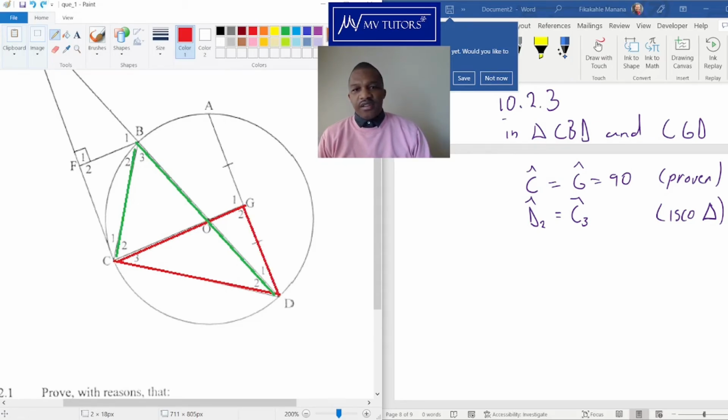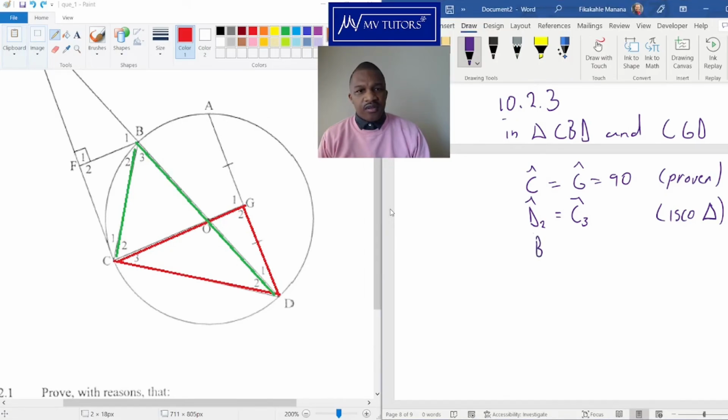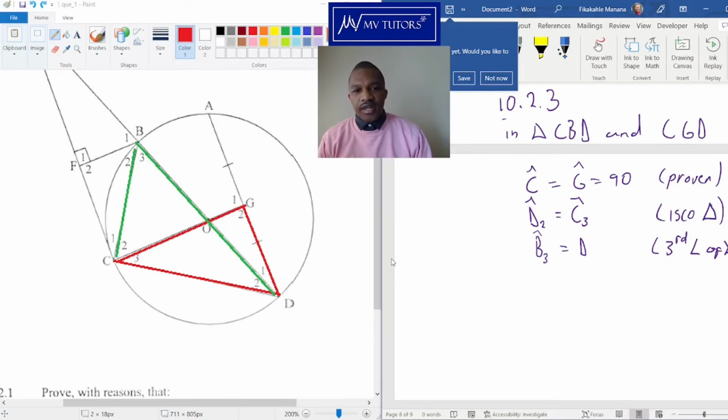Now we can say the last one, which is angle. Which one haven't we used in this triangle? We've used C, we've used D. It's angle B, which is B3 in this case, and it must be equal to angle D this side, the angle we haven't used. And the reason is third angle of a triangle, just like that.